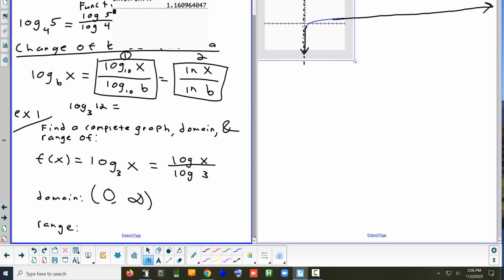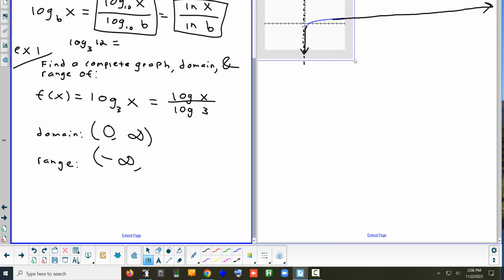Okay, how about my range? How far down does the graph go? Negative infinity. Just keeps going down. And how far up does it go? Infinity. It doesn't go up fast, but it does keep going up the further to the right you go. All log functions have a range of negative infinity to infinity. You can never change that. It's impossible. Even if you shift it up or shift it down, it still is going to go up and down forever. But the domain, that can be changed.